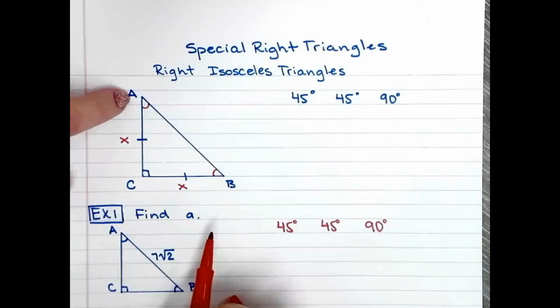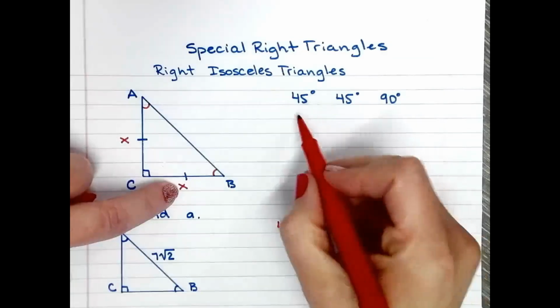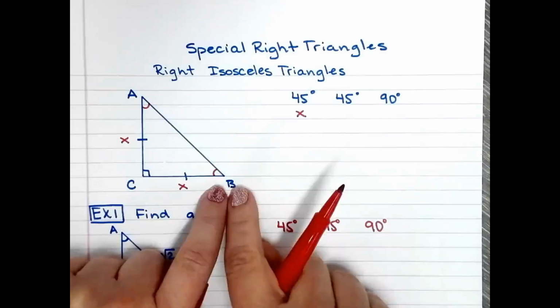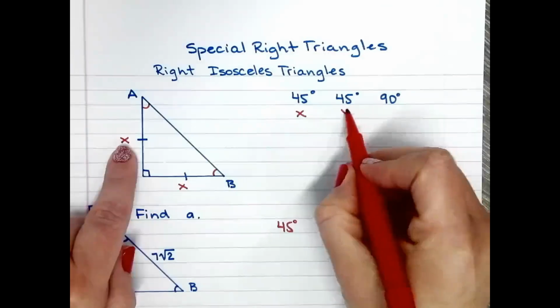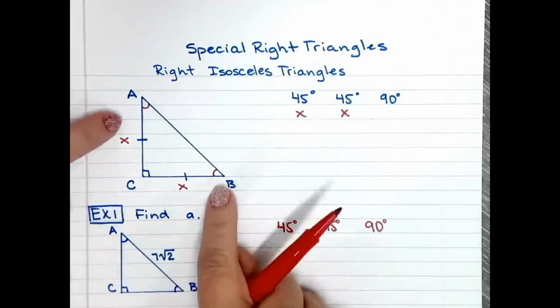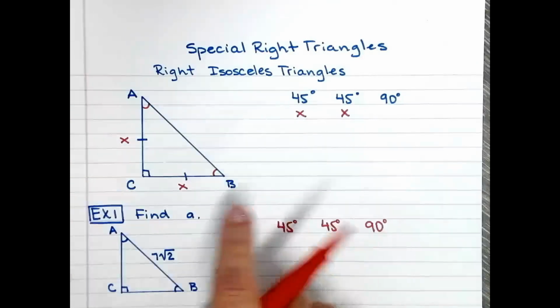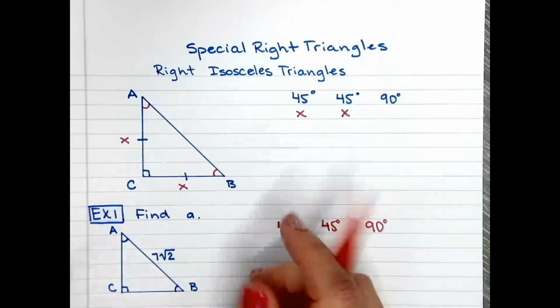Now the ratios: I don't know what the length of the legs are, but I do know they're congruent. So if I'm looking at this angle right here, this side right there is x. When I'm looking at this angle right here, the other 45 degrees, this leg right there is x. Do I need to go over why these two angles are 45? No. Okay. I know that 90 plus 45 plus 45 is 180.